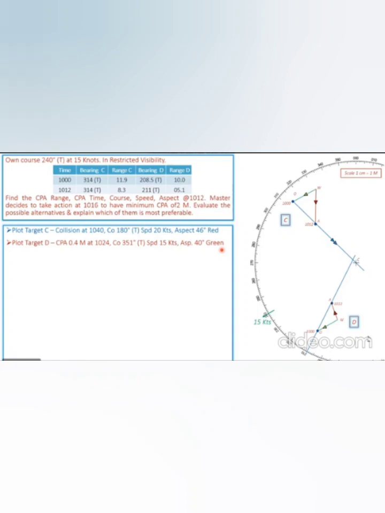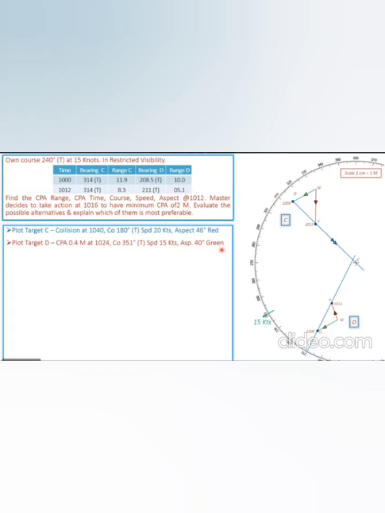So the first part of the question is done. We have plotted both the targets. We know their CPAs, DCPAs, the course and speed of the target is known, and the aspect is also known. So Beta, any doubt coming to your mind up to here?